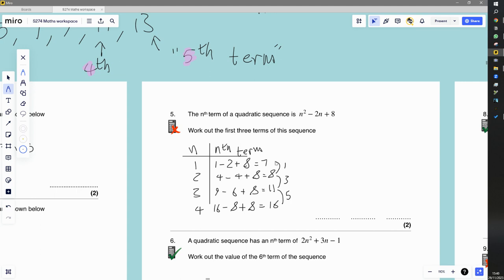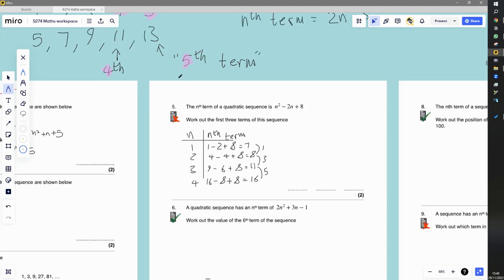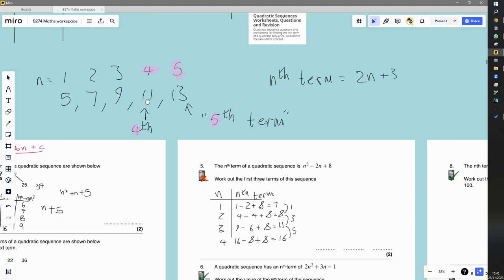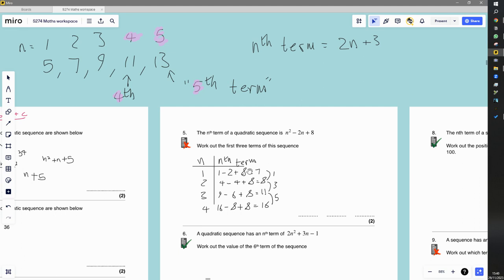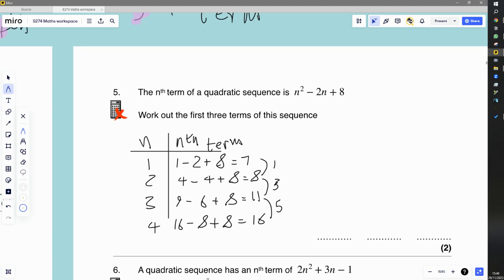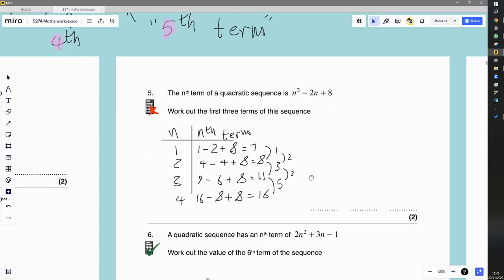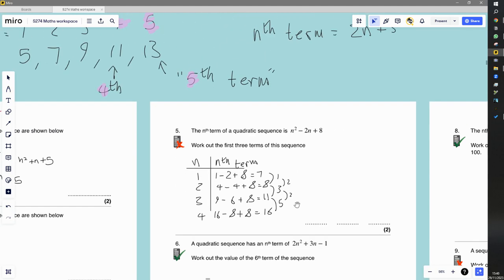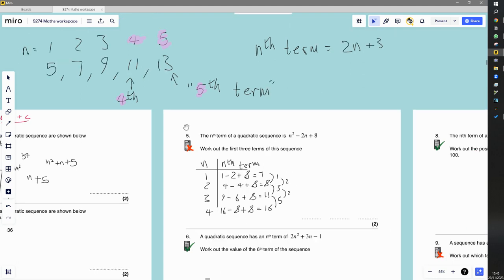We call this difference, and the same in the linear sequence we just call it the difference. But in the quadratic sequence, we can call this difference here the first difference. The second difference is the difference between the differences. And that, for a quadratic sequence, will be constant. So if it's not constant, it's not a quadratic sequence. Okay? And if this is staying the same, it's a linear sequence.